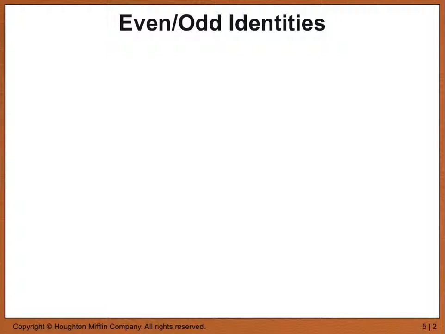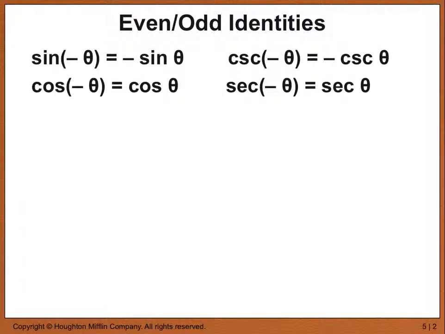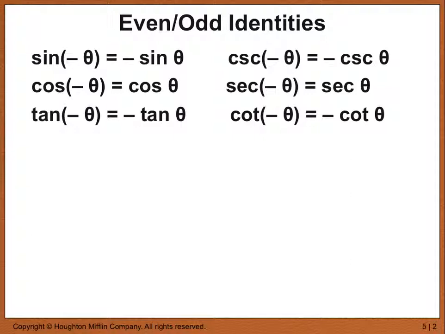Even odd identities. Now, we've talked about these before. When we were doing these in Chapter 4, doing the various trigonometric functions and graphs, we saw which ones were even and which ones were odd. So this is kind of just a review of that. You definitely want to have these written down in your identity chart. You probably have that by now from a previous chapter. But just make sure that these even odd identities are part of it.